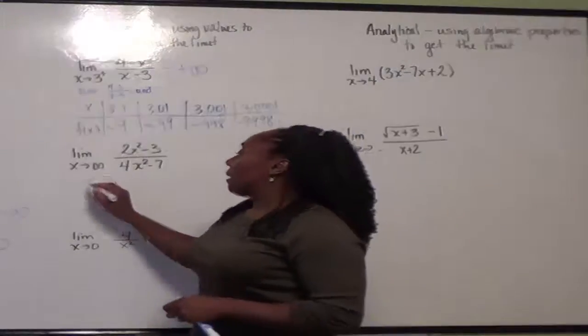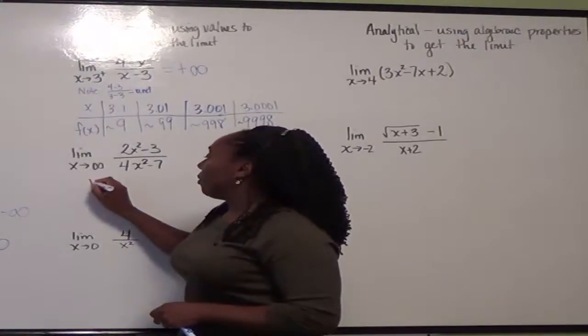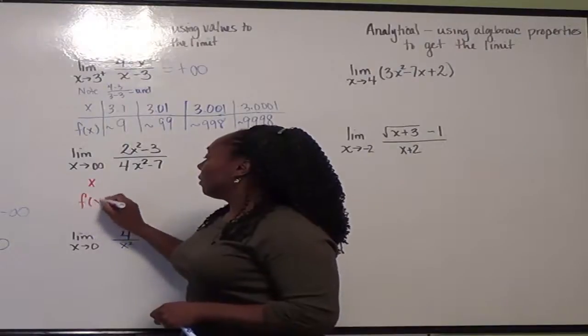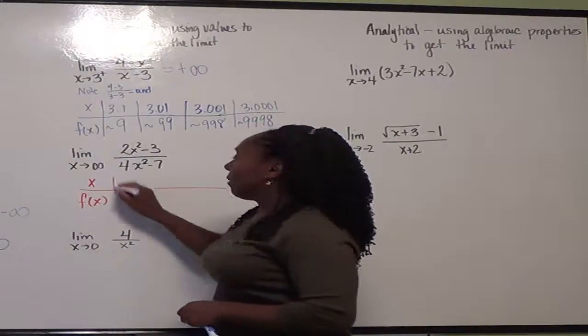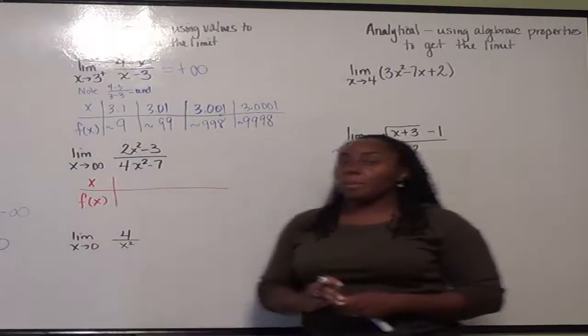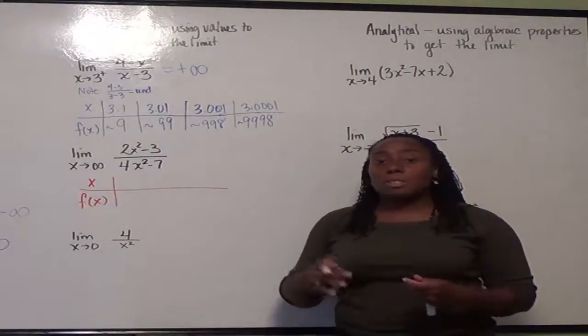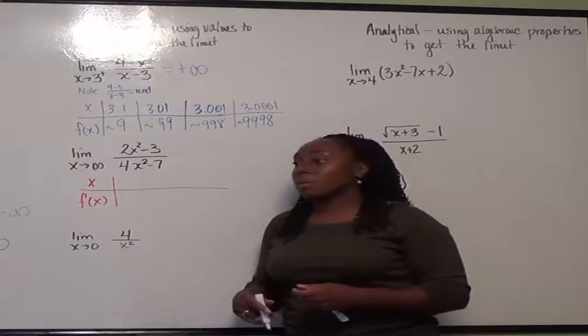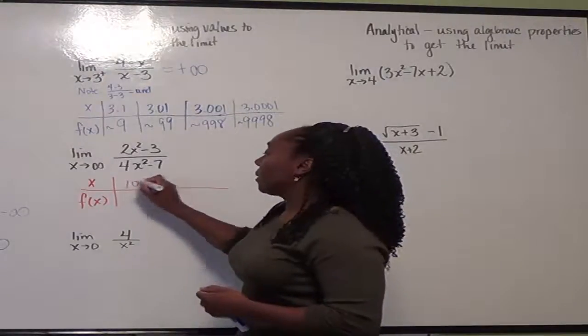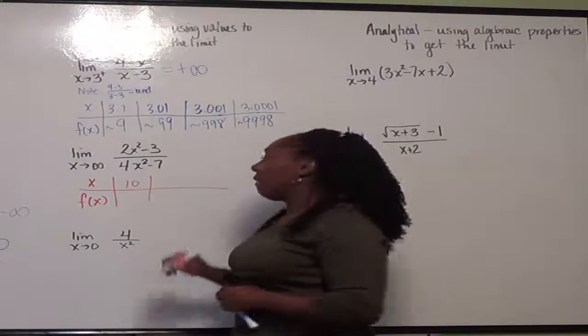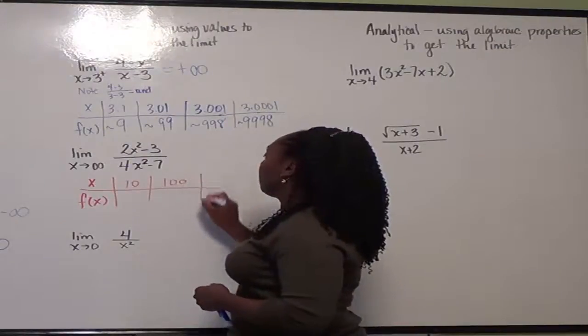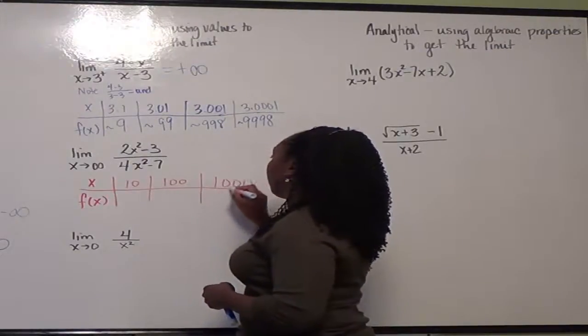So here, I can again use some values to figure out what my limit is going to be. And in this case, since my limit is going to infinity, I just need to pick values as they get bigger and bigger. So I'm going to pick some nice values. Let's start with, say, 10, 100, and 1,000.